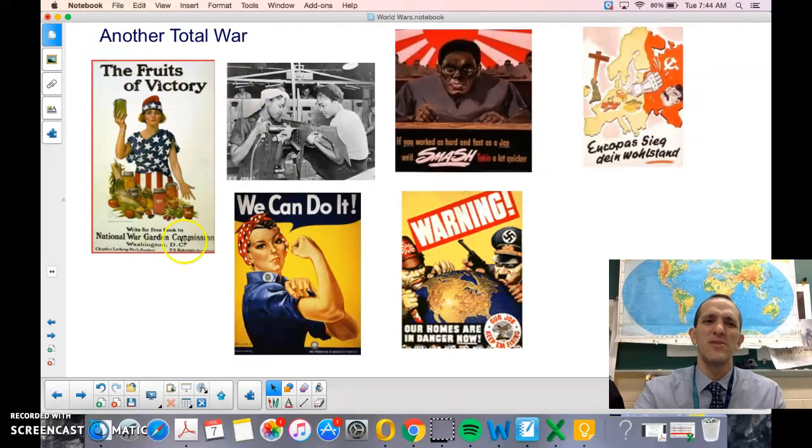Also, one thing that's a little different is people in the United States and in Britain are going to be encouraged to plant victory gardens in back of your house to grow your own food. Not all of your food, but enough that you don't have to buy groceries, and those groceries, those mass-produced foods, can go to the front to feed people. We also have the Rosie the Riveter, United States, we can do it.